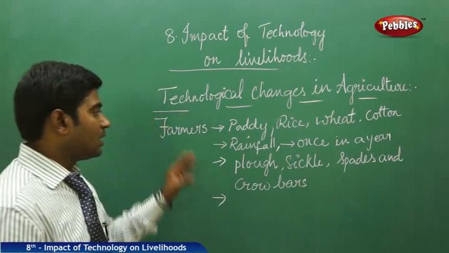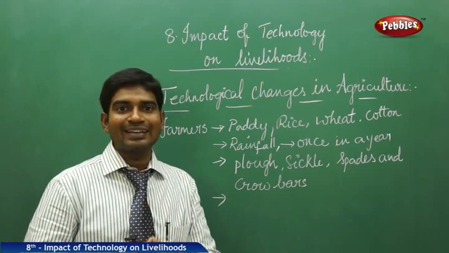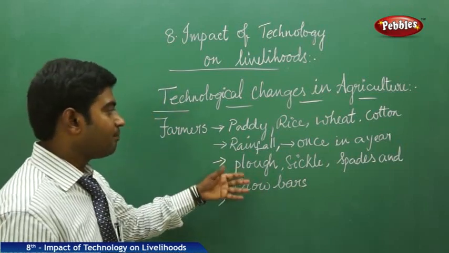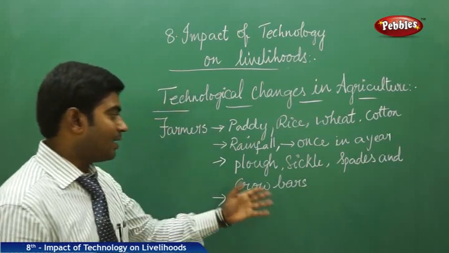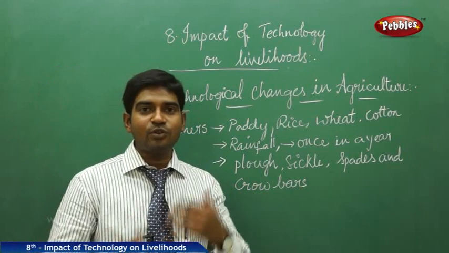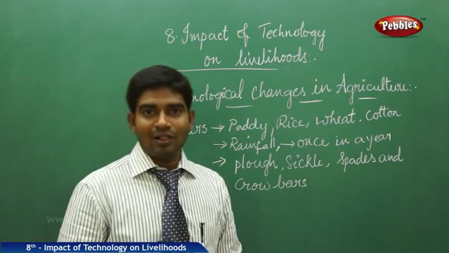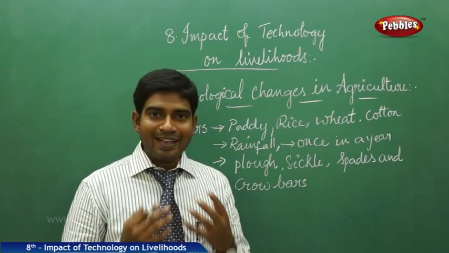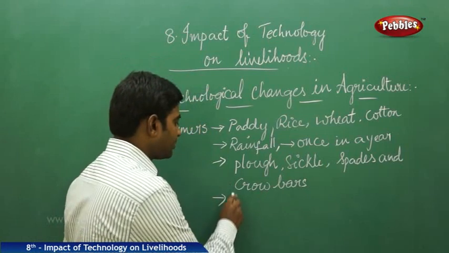And moving on to the other tools which are used in the day-to-day purposes of doing agriculture: the plow, the sickle, spades and crowbars. These are the basic items used in the day-to-day work of the farmers. The farmers do all these things. As time passed and generations passed, India got its independence in the year 1947.